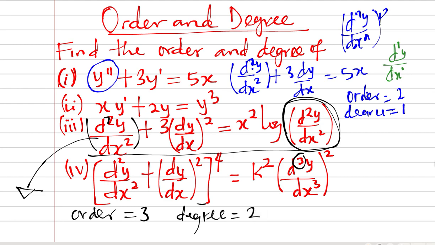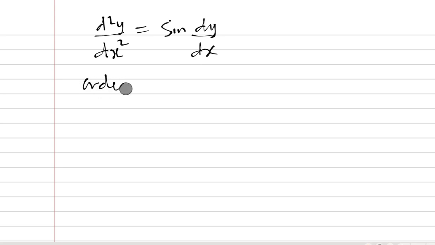All right, let's see some more examples so that you can get this as clear as possible. Now look at a question like this. Let's say we have d²y/dx² equals sin(dy/dx). You can see clearly from here, the order is the highest order here, which is 2. Now what will be the degree?